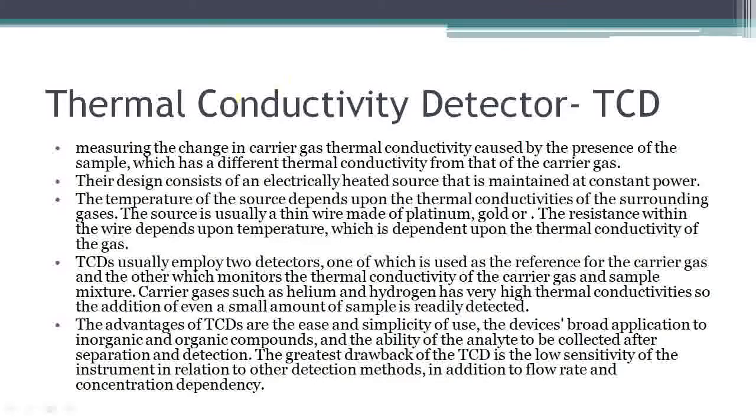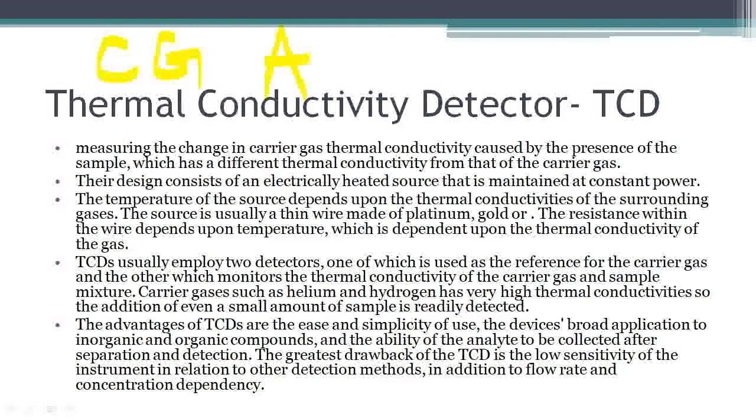Now the next one is the thermal conductivity detector. We have a carrier gas, I'm writing with the highlighter, I'm sorry, carrier gas and one is the analyte. When there is only carrier gas, its conductivity will be something different, and if the analyte mixture is added to it, its conductivity will be something else. So we just measure this difference.